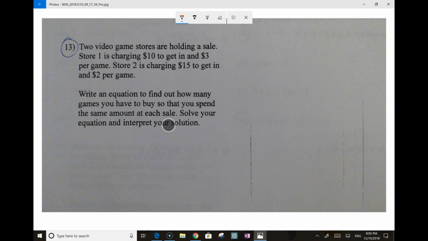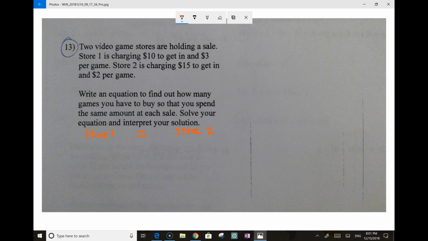What we have to do is write an equation to find out how many games you have to buy so that you spend the same amount at each store. So let's go ahead and do that. So we have store number 1 and store 2. In order to find out how many games you have to buy so that both stores come out to the same amount, you set them equal to each other.